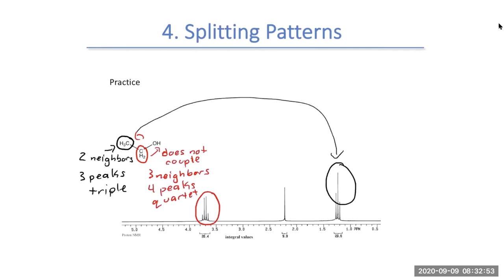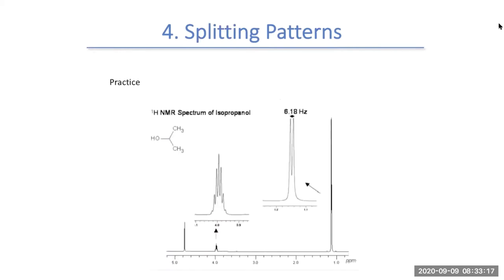And our last one is going to be the OH. Remember, OHs and NHs typically do not split. So that'll show up as a singlet. So this is how we can go through our NMR spectrum to try to figure out our splitting patterns. I'll look at one last example of isopropanol.